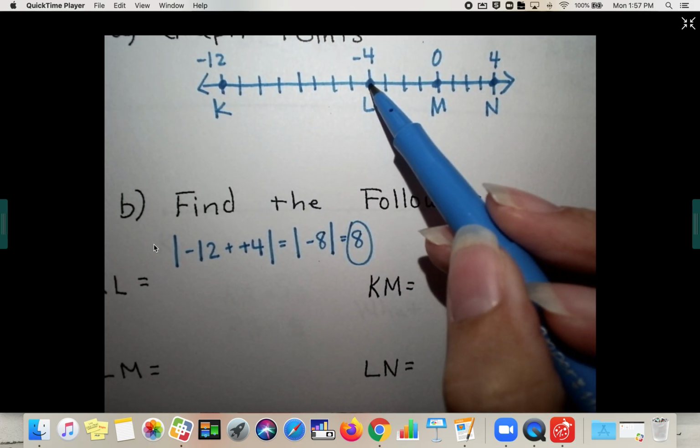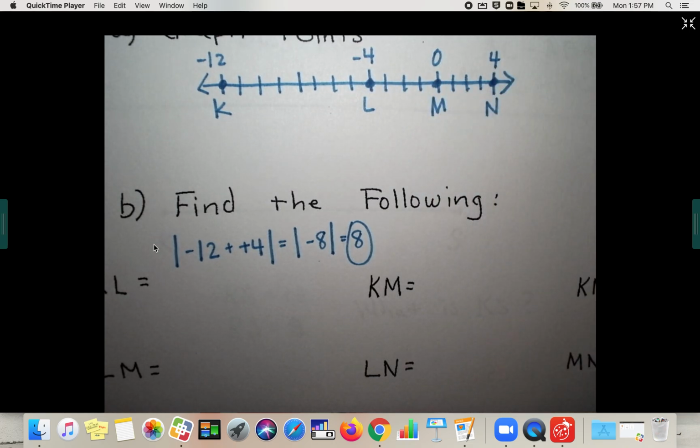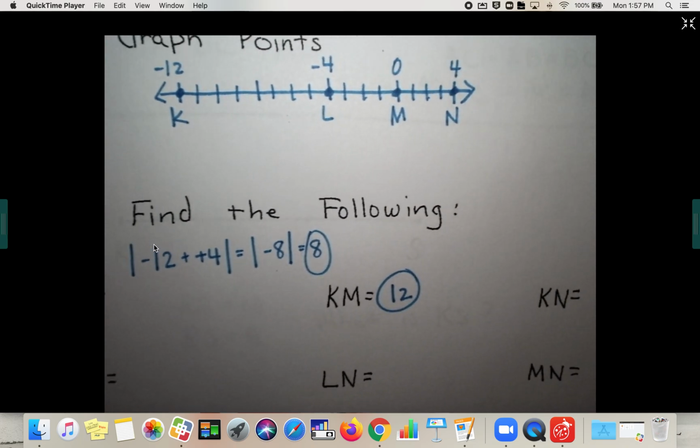KM, let's say this is 8, so that would be 9, 10, 11, 12. And that was a very lazy way to do it. I definitely want you to practice understanding how you're subtracting to find distance, the difference.